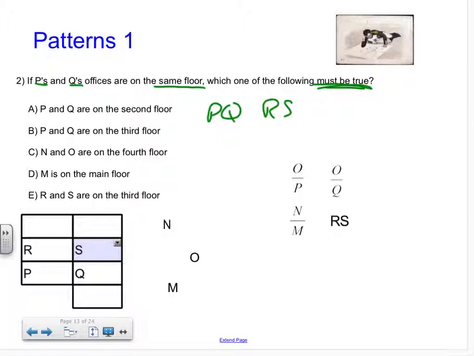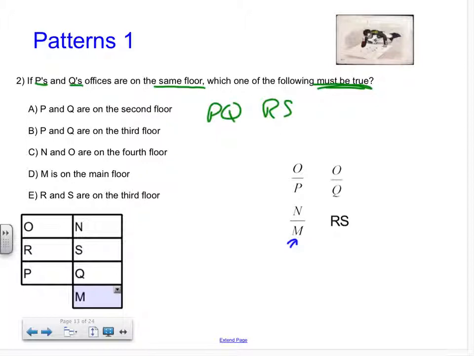I know that O needs to be above P and Q, so let's put it on top. I'm only left with 2 places left, and based on the third condition, I know that N needs to be on top of M. So I'll place N on top and M on the bottom, so they're on the same floor. Let's see which one of the following must be true.